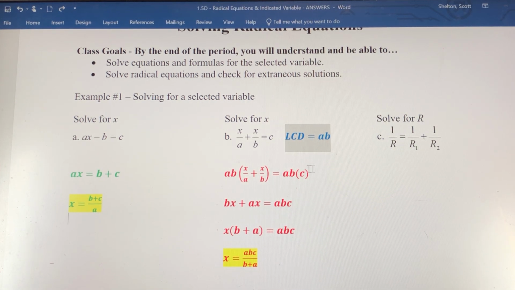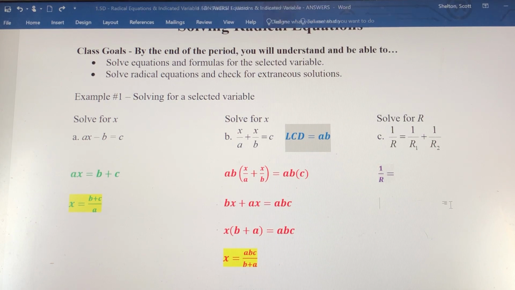Okay? So in this one, we multiplied by the LCD to eliminate fractions. All right. Just to show you a different way, I'm actually going to get a common denominator on the right side here and go through the process a little bit differently, just so you can see how that might work. All right.